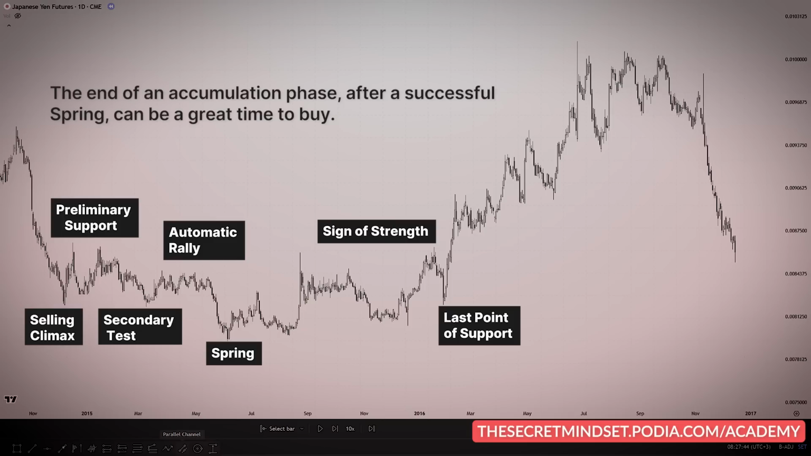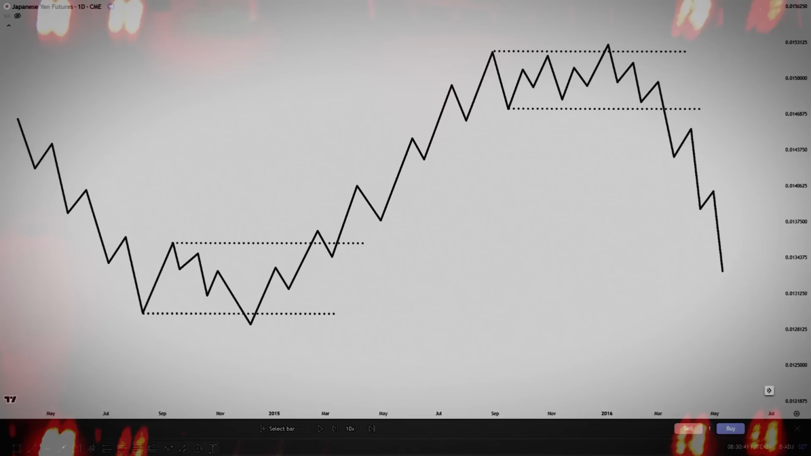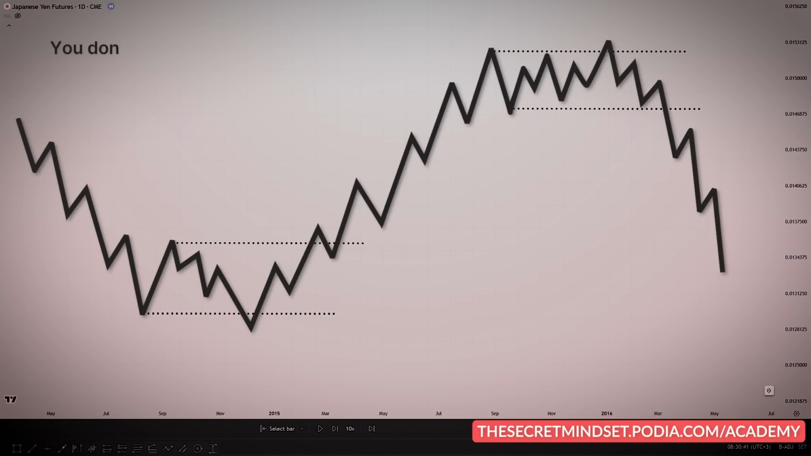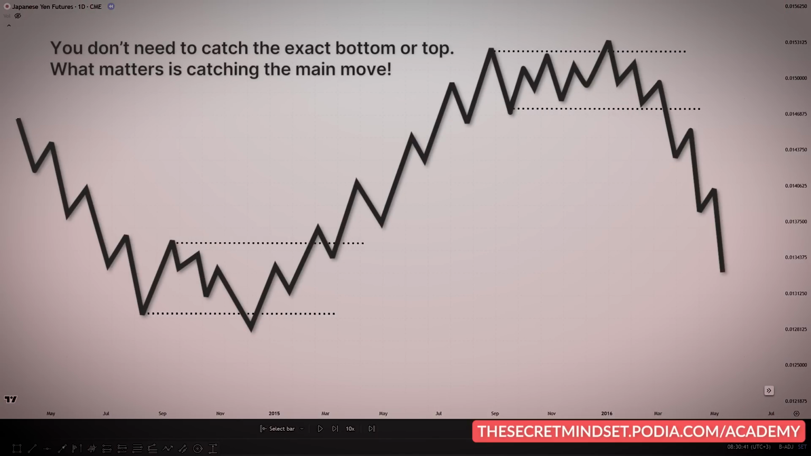The end of an accumulation phase, like after a successful spring, can be a great time to buy. The end of a distribution phase can be a good time to sell. But remember, you don't need to catch the exact bottom or top. What matters is catching the main move.